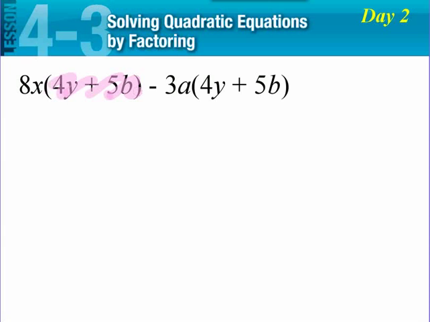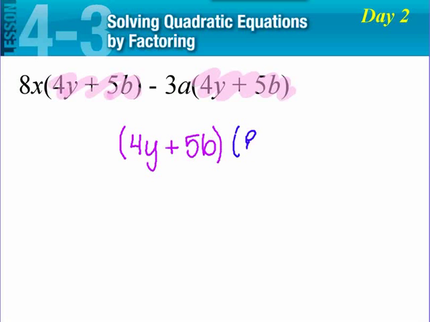Now, one of the things about factoring: if you have the things in the parentheses that are equal, that means it is one specific factor. So if I wanted to factor this down further, I can start by writing 4y plus 5b. That is one factor. Can somebody guess what the other factor is? 8x minus 3a.